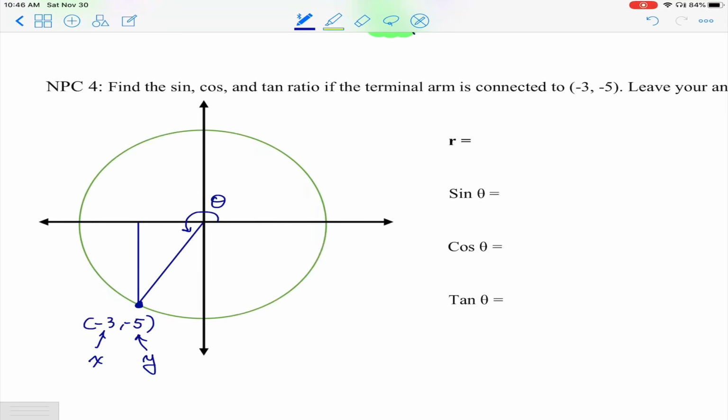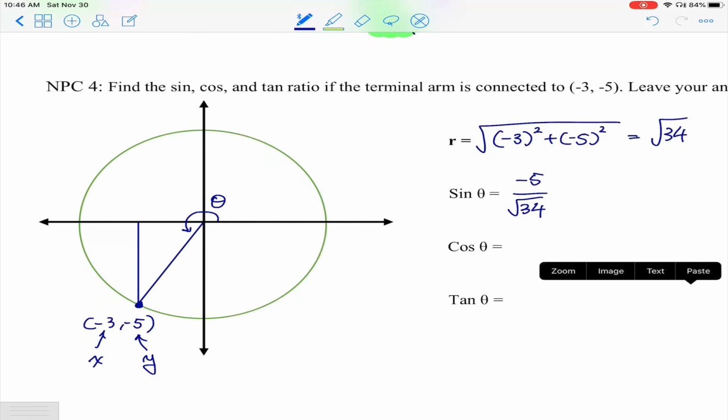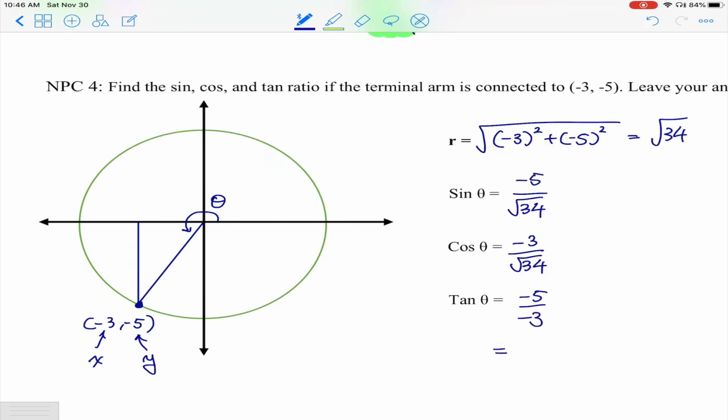So then we can say the radius is square root of -3 squared plus -5 squared, which gives me square root of 34. Then for the sine theta, we just follow. Remember, sine theta was y over r from above. So the y is -5, so -5 over square root of 34. Cosine theta is x over r, so it is -3 over square root of 34. Tangent theta is y over x, therefore it is -5 over -3. Negative divided by negative is positive, so it will be 5 over 3.